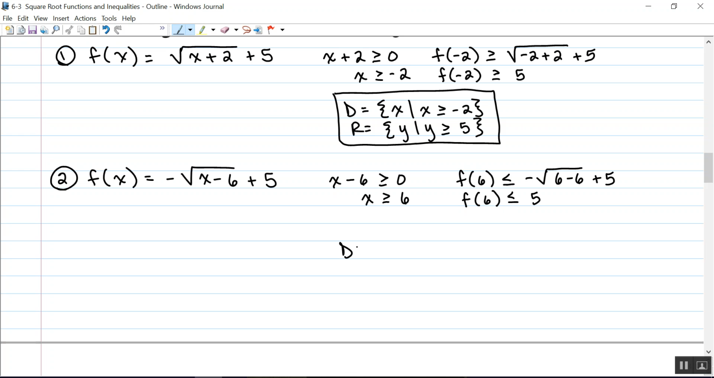So my domain is the set of all x such that x is greater than or equal to 6. And my range is the set of all y such that y is less than or equal to 5. And the reason it's less than is that the graph of this is going to be below the x-axis, so my y's are going to be below that value.